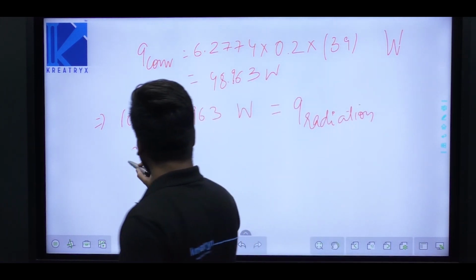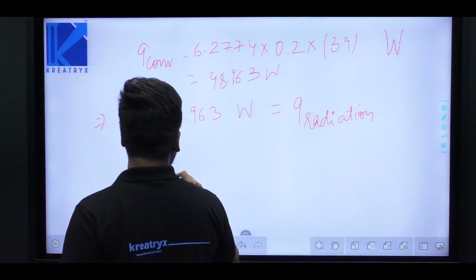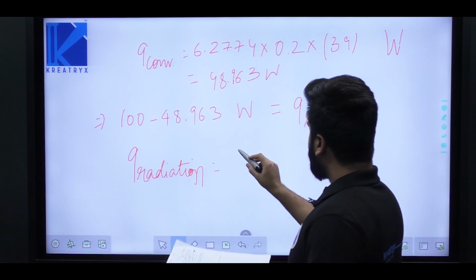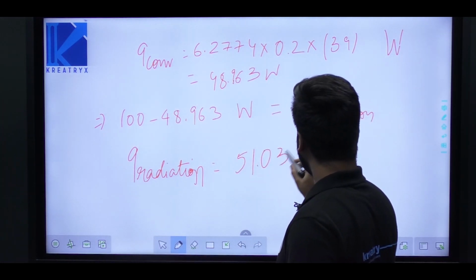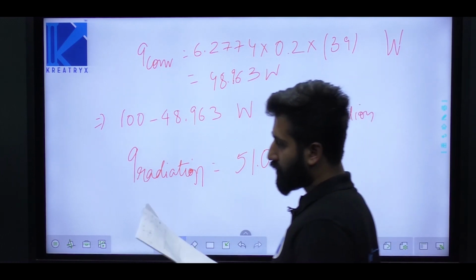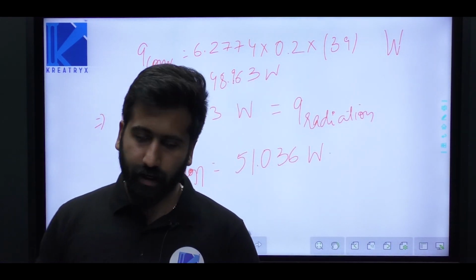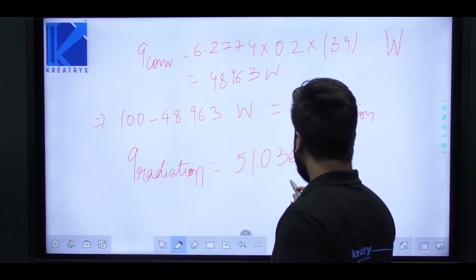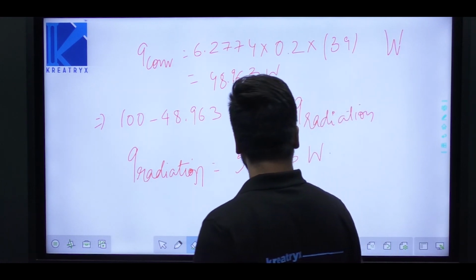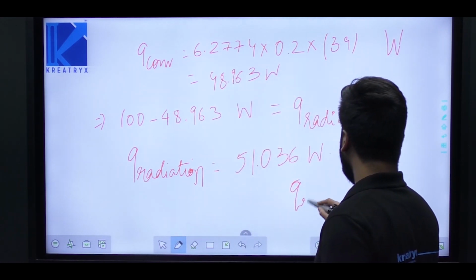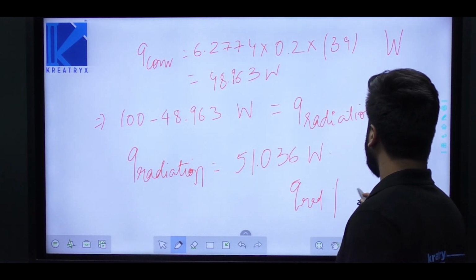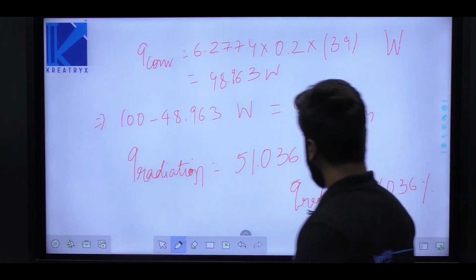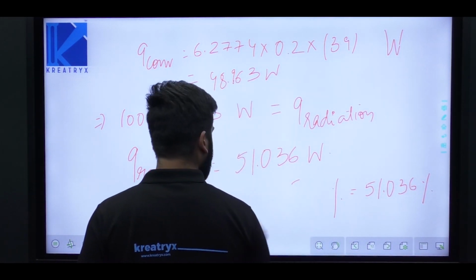So Q radiation, when solved, will be 51.036 watt. You have to find the percentage of heat loss by radiation, that is 51.036 upon 100 into 100, that gets cancelled out. So Q radiation percentage is equal to 51.036%. This is your answer.